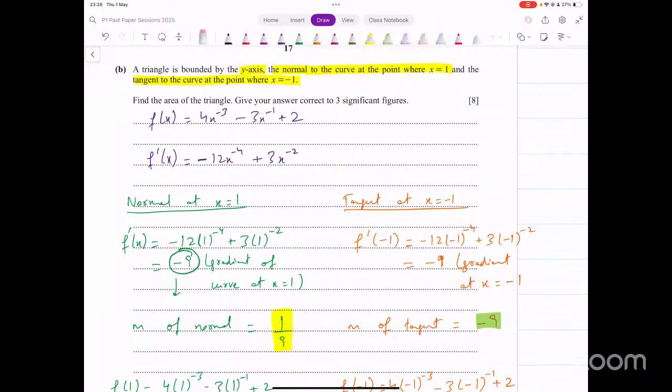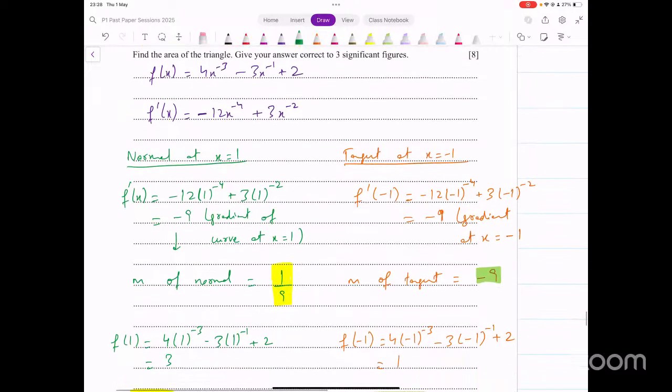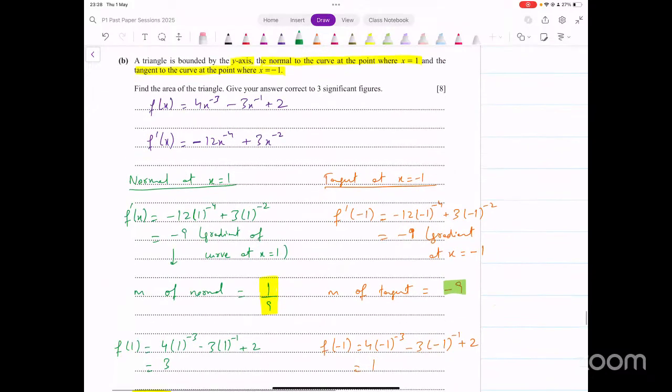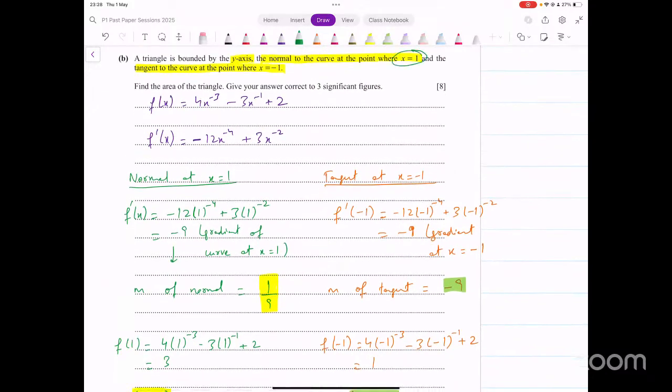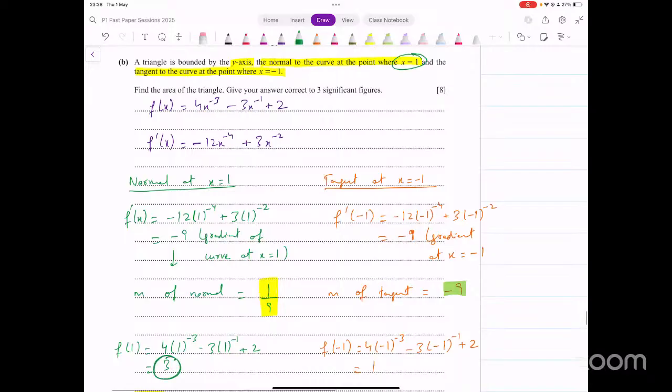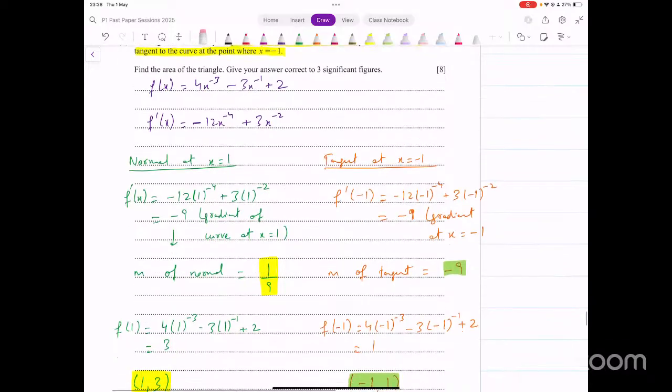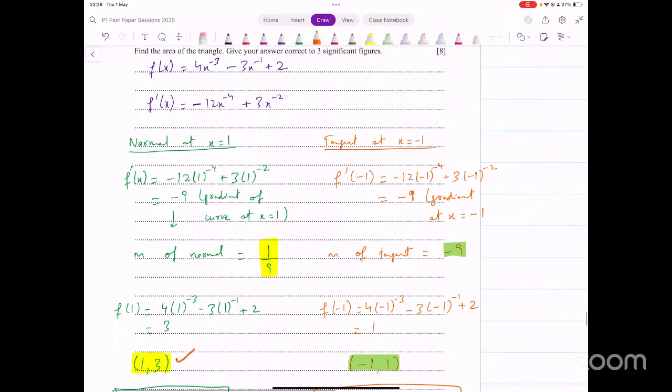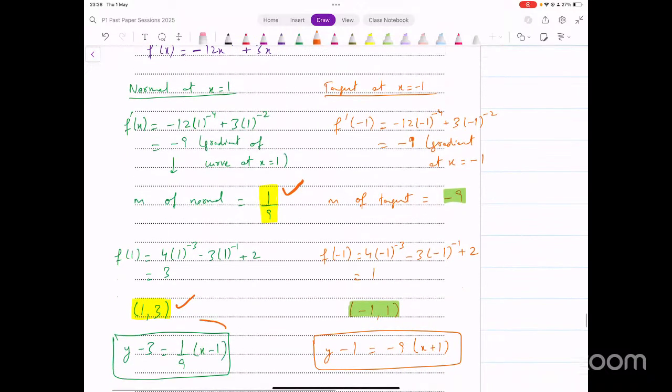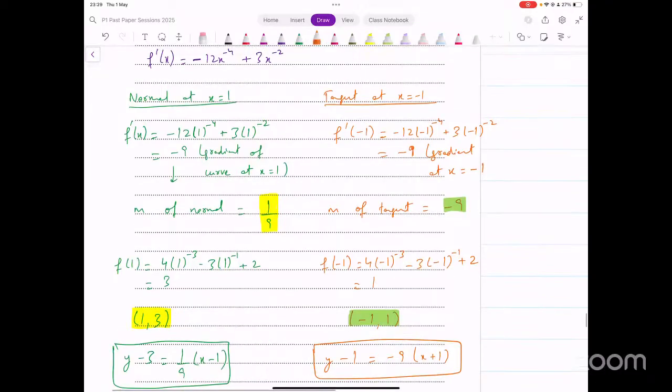Okay, now that's the gradient of the curve at that point. What about the gradient of normal? That will be negative reciprocal of that. That becomes 1/9. Then you find the corresponding y coordinate of that point when x is equal to 1. What's the corresponding y coordinate? That turns out to be 3. So now you have a point on that normal, that's (1, 3), and you have the gradient of the normal, and you get the equation of the normal. So that's one thing.